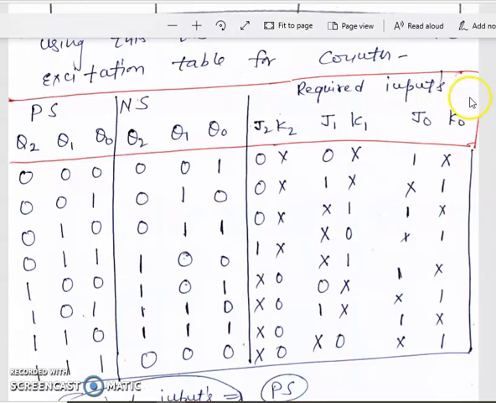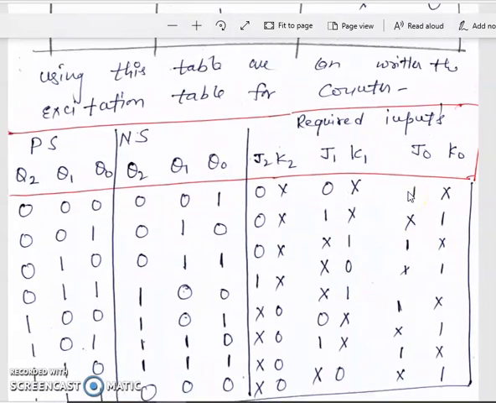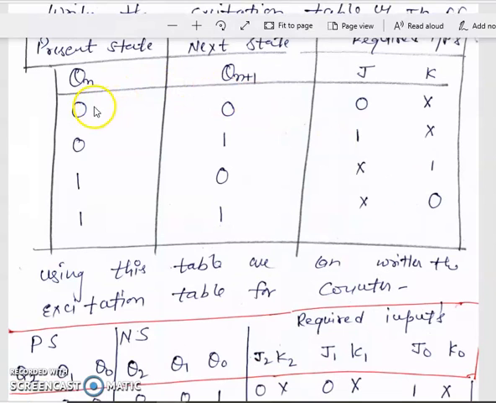Okay, now we find the values of J0, K0, J1, K1 and J2, K2 from the present state and the next state. First we see Q0, the present state, and this is the next state. Here Q0 is 0 and next is 1, so present state goes from 0 to 1. In the excitation table, for present state 0 and next state 1, J and K have the values 1 and don't care. So J0 and K0 are 1 and don't care.